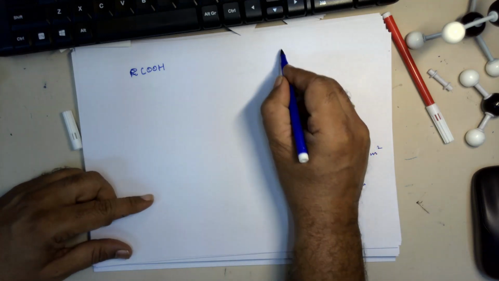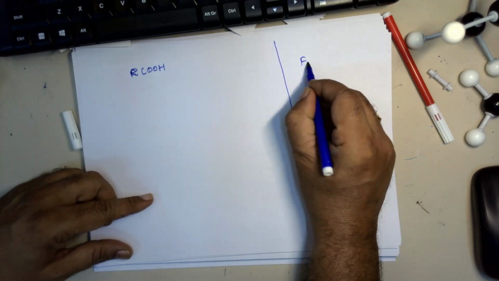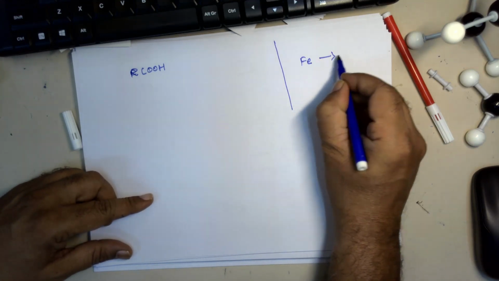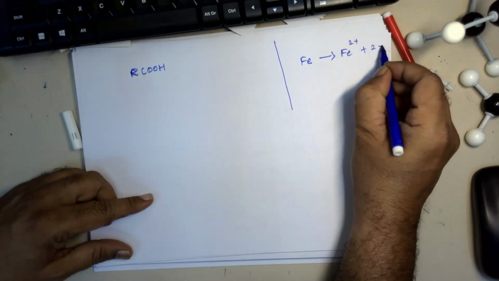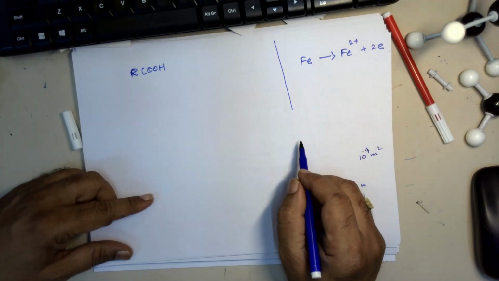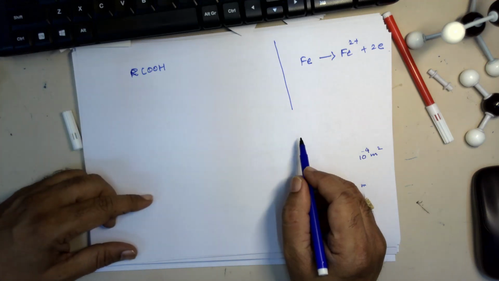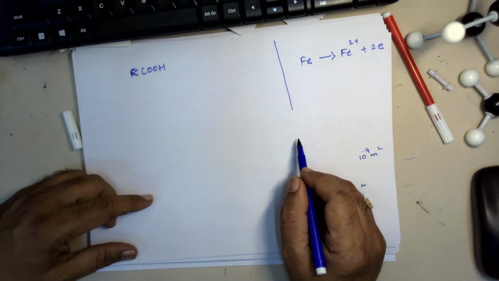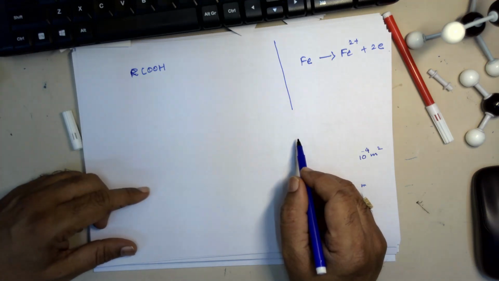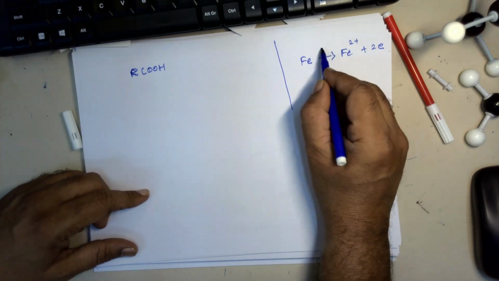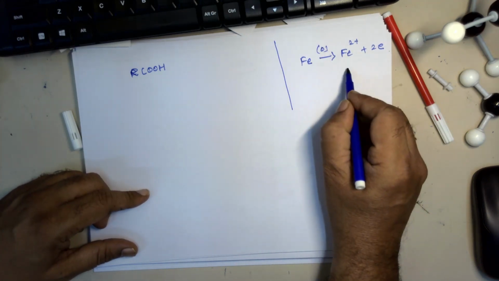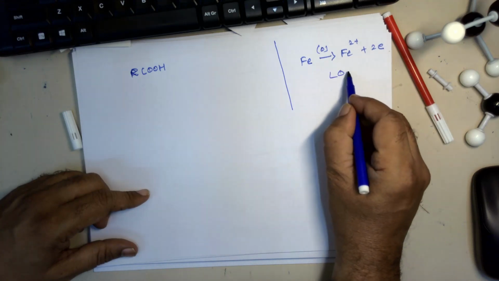Loss of electron means you can consider, for example, iron becomes iron 2 plus. It becomes by the loss of two electrons, right? This is a process called rusting. So rusting is nothing but oxidation, is it not? So iron becomes iron 2 plus. So in that case, we call it oxidation. Why? Because there is a loss of electron.